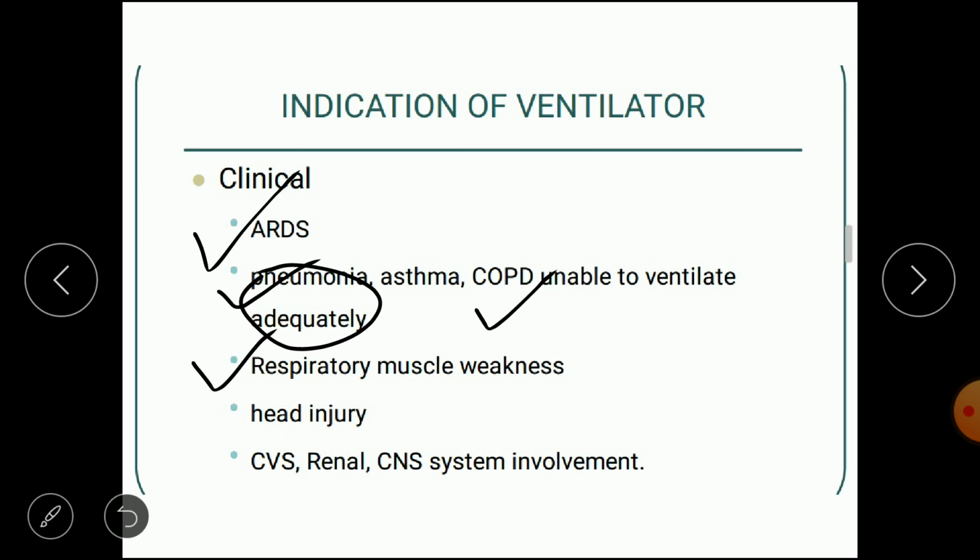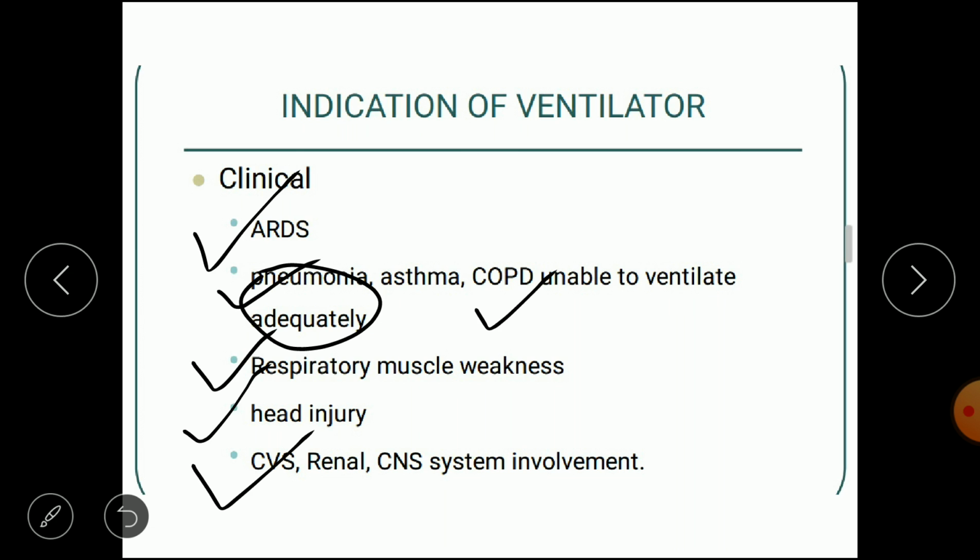Third is respiratory muscle weakness patients, or we can say paralysis of respiratory muscles. That type of patient needs a ventilator. Head injury patient: if the patient is in a coma state or unconscious due to traumatic brain injury, in that condition ventilation is helpful.